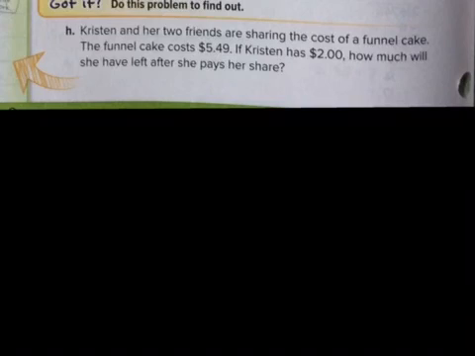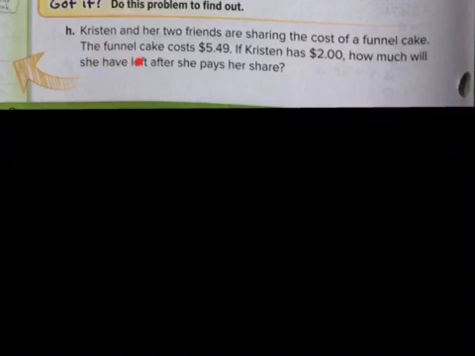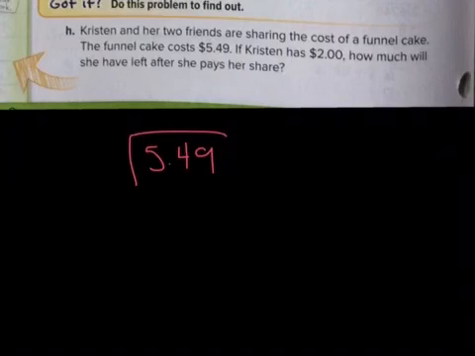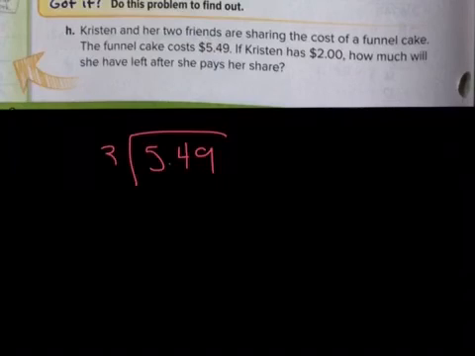Let's do H. Kristen and her 2 friends are sharing the cost of a funnel cake. Again, it doesn't say equally. We have to assume that. The funnel cake costs $5.49. If Kristen has $2, how much will she have left after she pays her share? So you can see it's a two-step word problem. Let's start by dividing 549 by, well, Kristen and her 2 friends, 3 people. So it's going to be divided equally amongst 3 people.